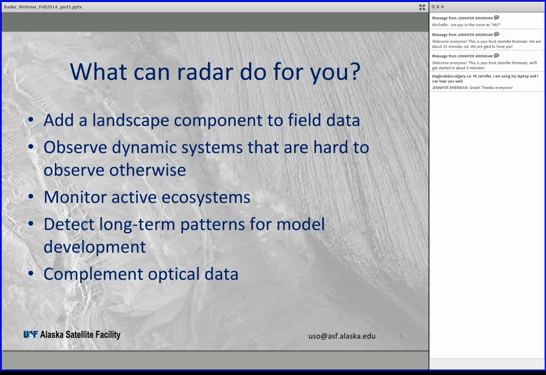So what can radar do for your research? Radar has a lot of uses, and in a very broad sense, radar can be used to add a landscape component to field data, provide observations of dynamic systems that are hard to observe, allow remote monitoring of active ecosystems, and detect long-term patterns for use in model development. Radar complements optical data, and fusing radar with data you are already collecting or using may be beneficial to your research.